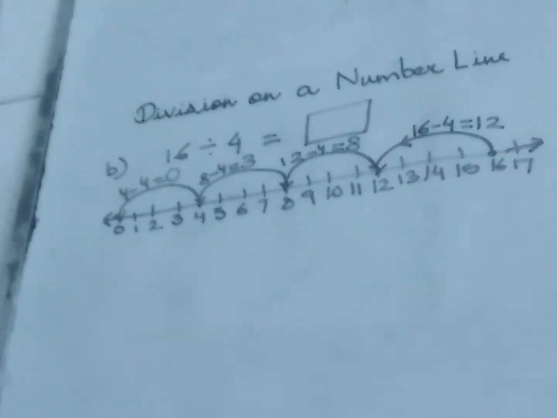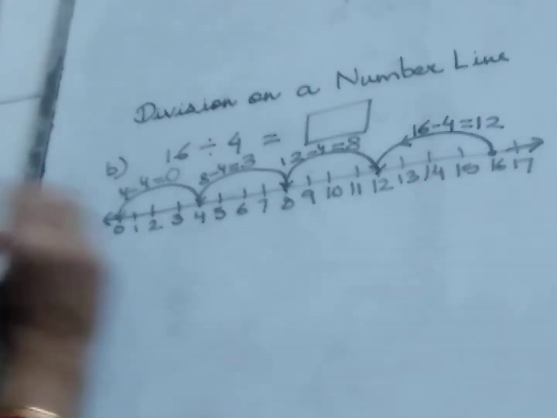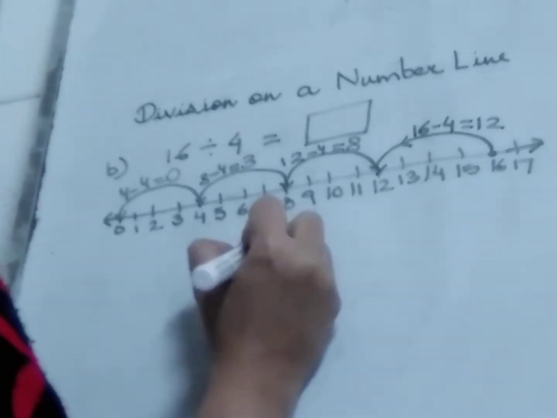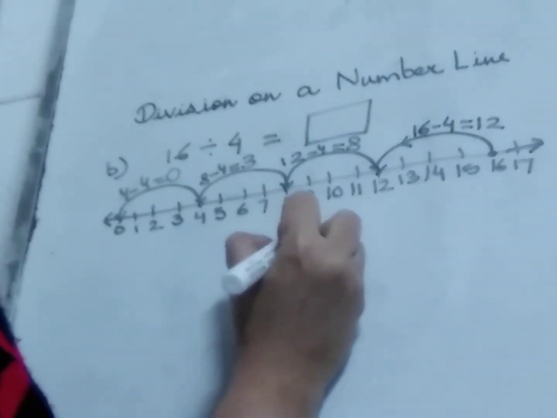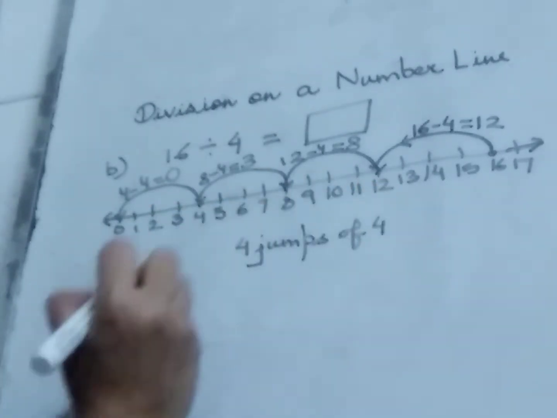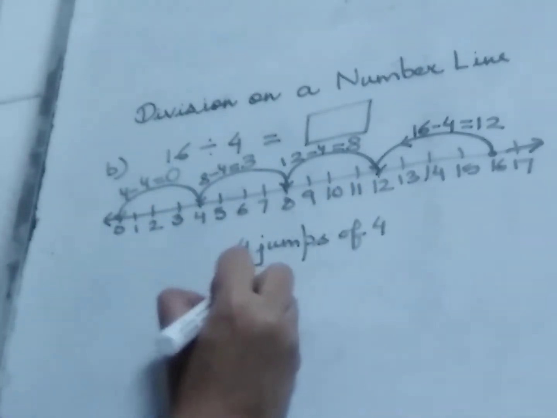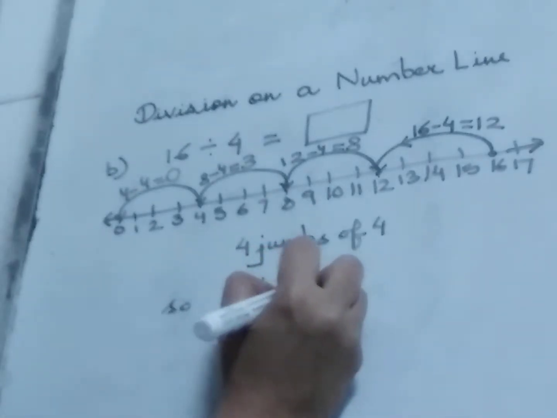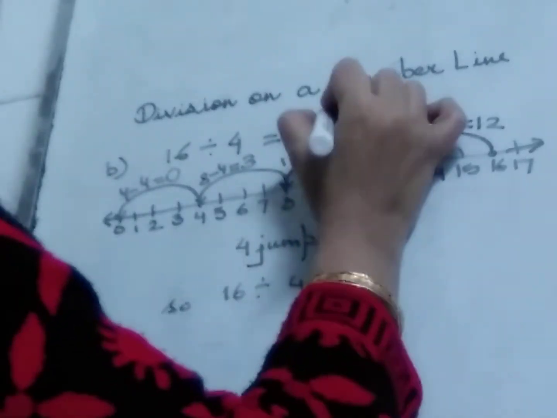So how many times did you jump to reach 0? You made 4 jumps of 4. So 16 divided by 4 is equal to 4. Your answer here is 4.